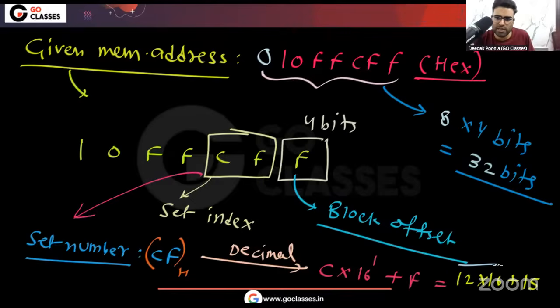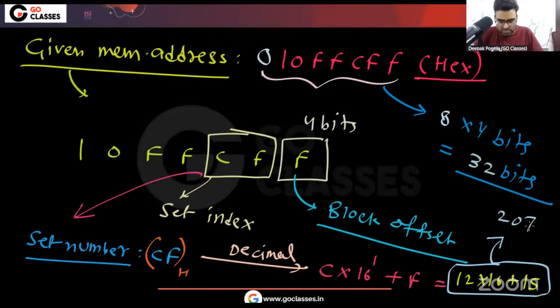So what will that be? Can anyone tell me? 12 multiplied by 16 plus 15. I think that will be 207. Let me just calculate this value.